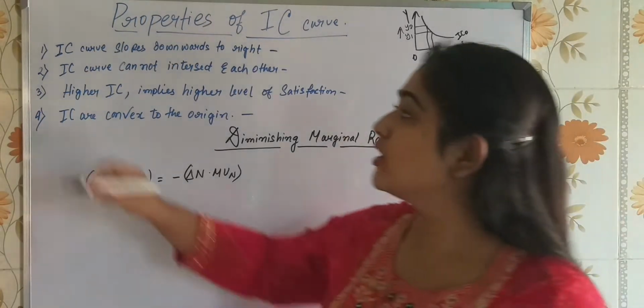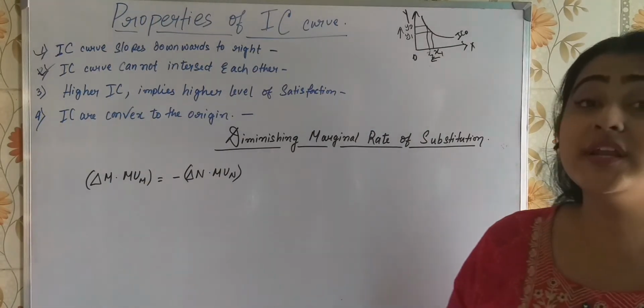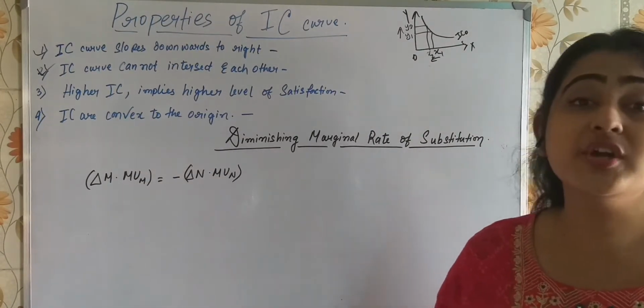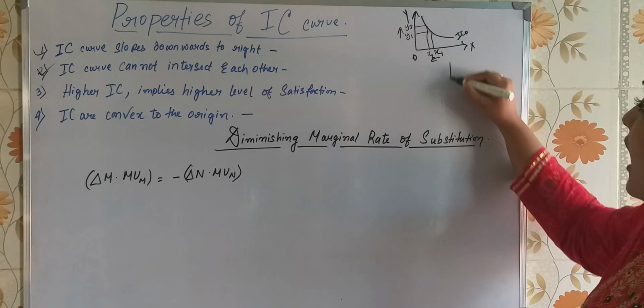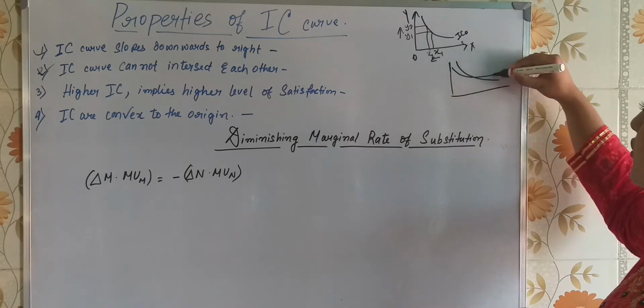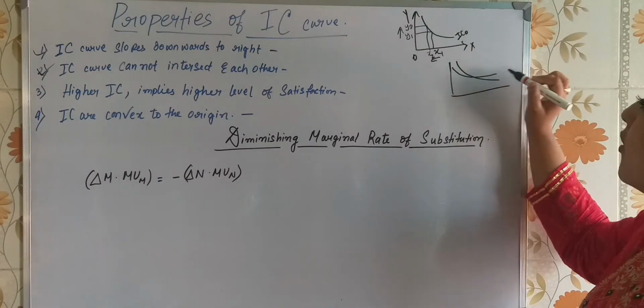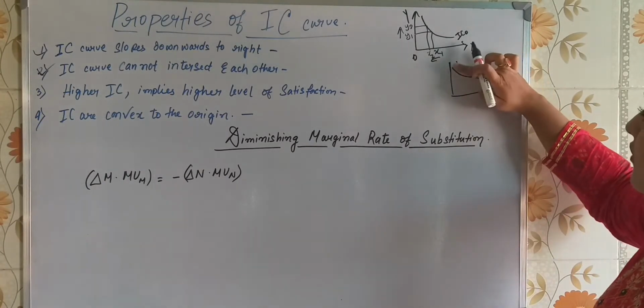The second important thing is that two ICs will never intersect each other. We have already read this in the axioms of the IC curve. If you have two ICs like this, they are never going to intersect each other. They cannot intersect each other. Why is that so? I will tell you.